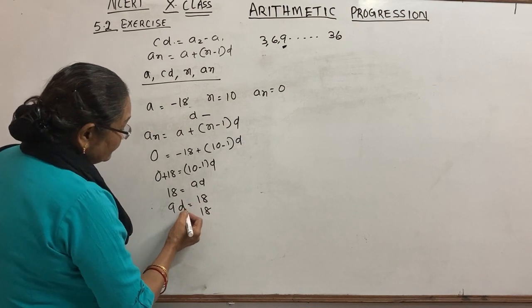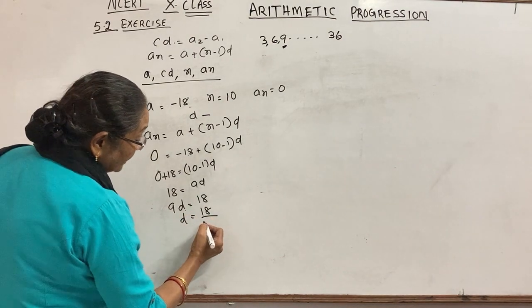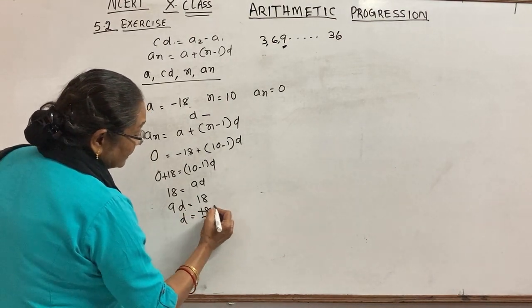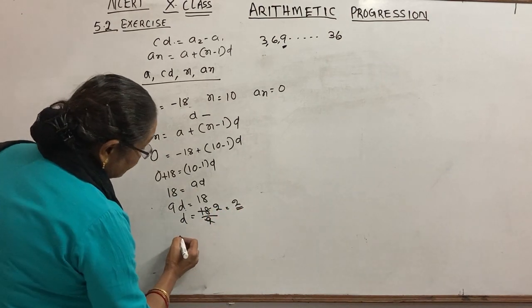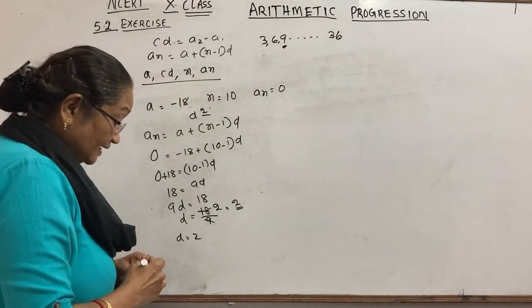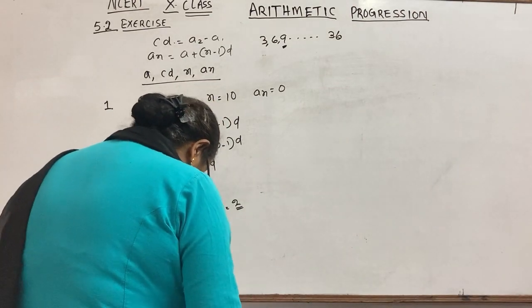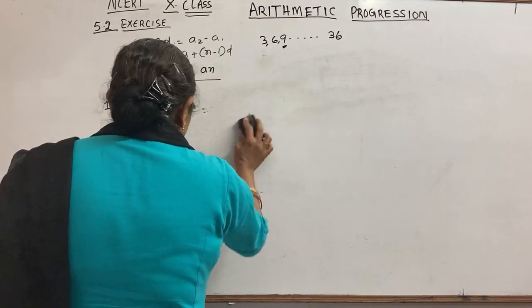Between these two there is multiplication. When it goes over here, you divide it, and that gives 2. What is our d? The common difference is d equals 2. Wherever the dash was, you put 2. Right? Is it done, son? Now next, go for the second. This second one is over.